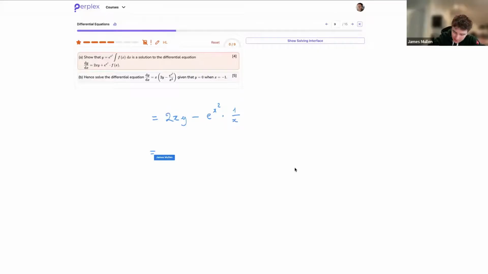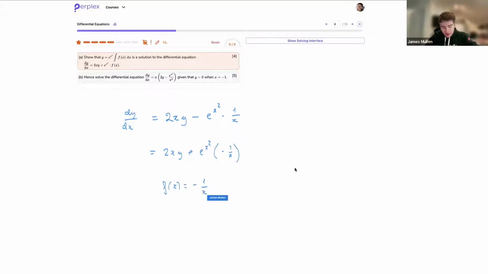Or I can write it as, let me just keep writing the dy by dx, 2xy plus e to the x squared times negative 1 over x. All right. Now, this is exactly the form that I have over here, except that f of x is equal to negative 1 over x in this case.